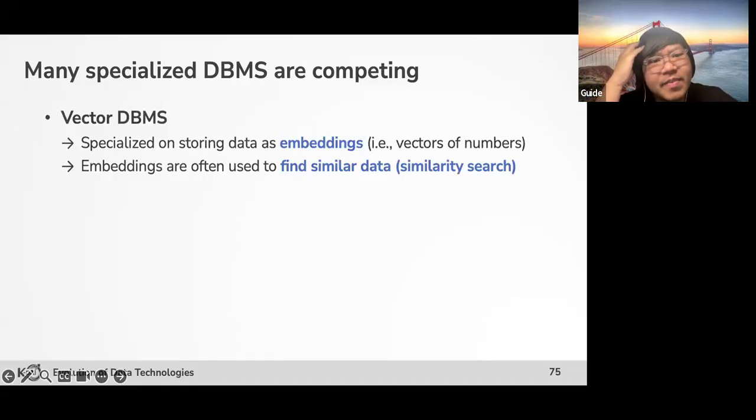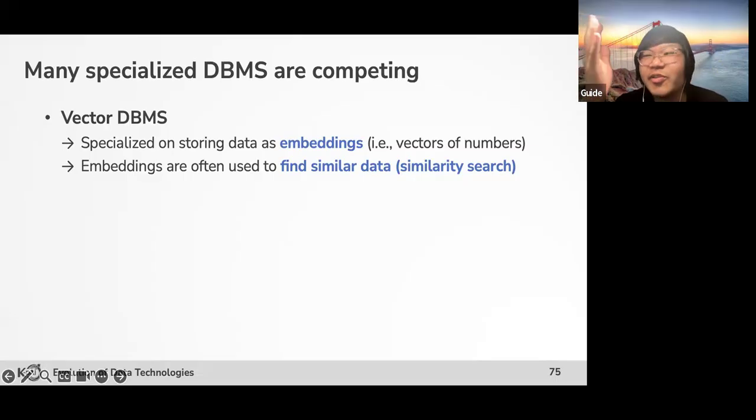So vector databases are basically trying to store data as embeddings. If you're not familiar with embeddings, they're basically vectors of numbers. When we store data as embeddings, the good thing is that we can compare two embeddings together to see whether they are similar or not. So vector databases are very good for doing similarity search, which is in contrast to the OLAP and OLTP systems that we talked about before.